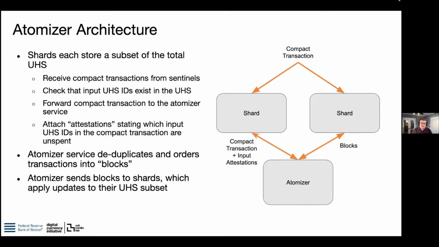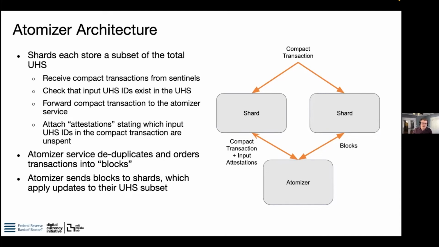In the first step, as we discussed before, we have the static validation, we have the Sentinel. The Sentinel layer can be scaled out arbitrarily because it's not referencing any state, it's simply doing a static validation check on a transaction, generating a compact transaction and forwarding it on. So that's the validation step taken care of. But the next step is checking that a particular output is actually unspent. That's what we use these shards for. Each shard stores a subset of the overall UHS.